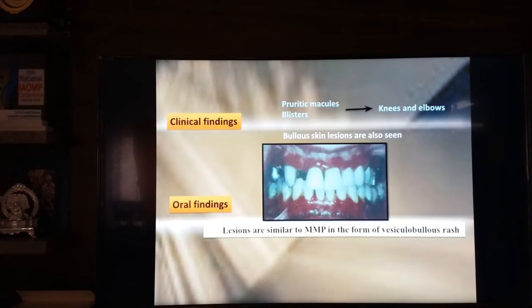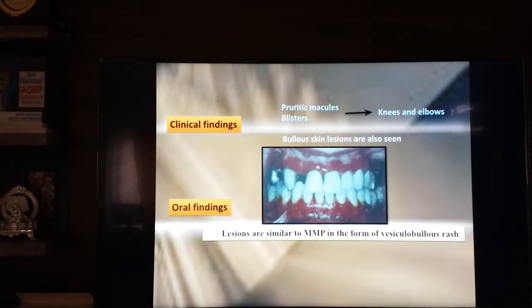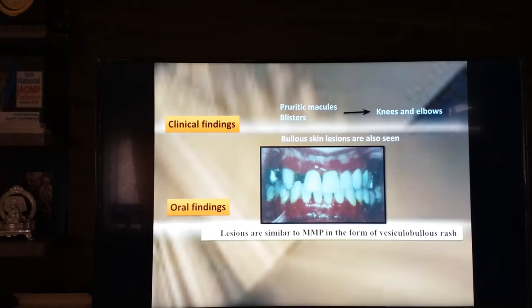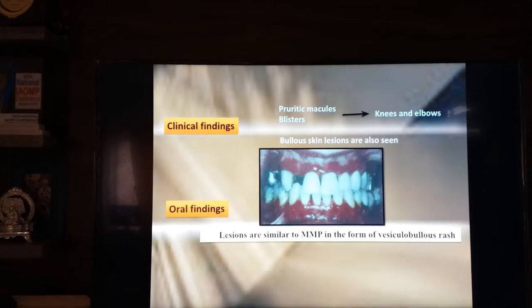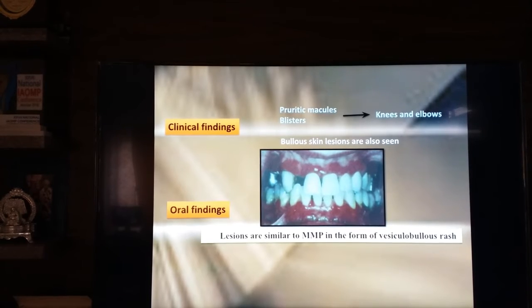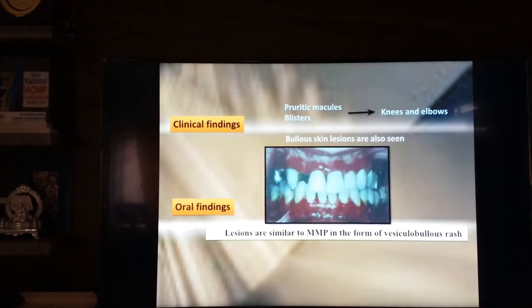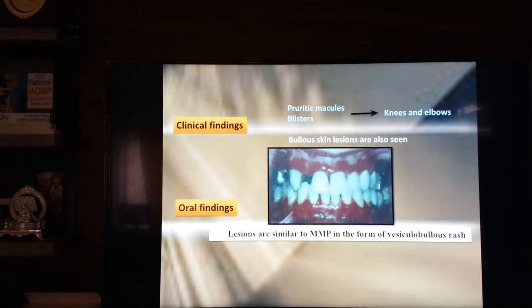Now you can see how the lesion can occur in the marginal gingiva, in the attached gingiva, as well as in the alveolar mucosa. The condition can be associated with pruritic macules, which will form blisters and can bring about a thinning of the mucosa, and ulceration can take place. It can be manifested even on the knees and the elbows. And the oral findings are very similar, in the form of vesiculobullous rashes.